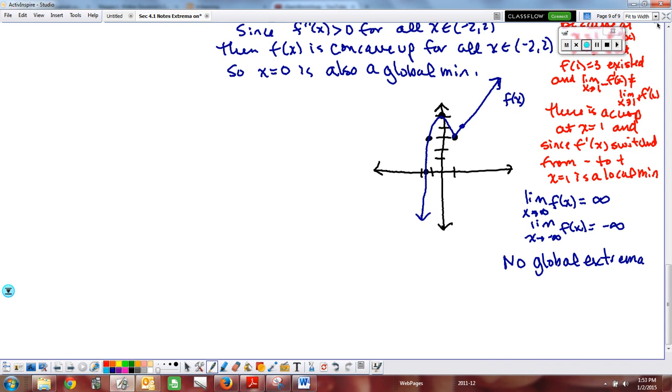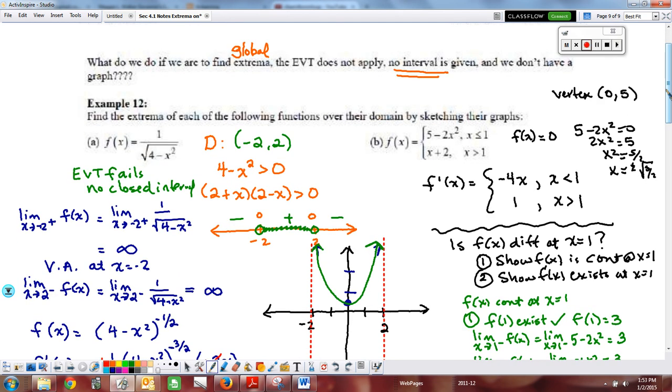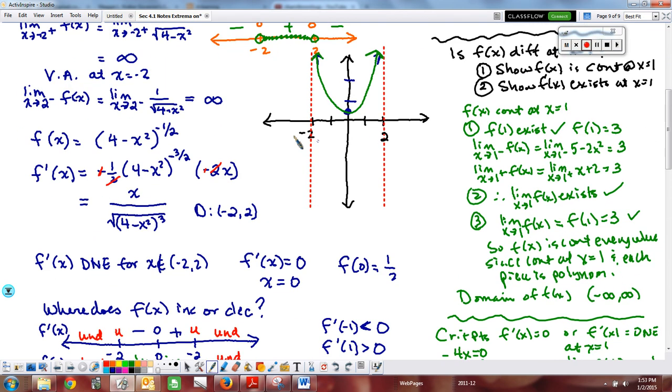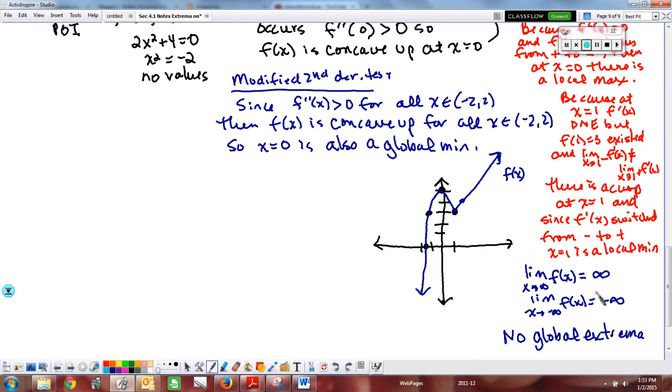And so this is kind of giving you a preview of a little bit of everything that we're going to look at in the remaining parts of Chapter 4. We've seen some preview of the first and second derivative tests, or the modified ones. You'll notice that I'm using my information from pre-calculus to find intercepts and domain and vertices of parabolas, that I'm using the limits that we learned in Chapter 2 to determine behavior, to determine types of discontinuities, and then to determine end behavior so that I can see that I have no global extrema.